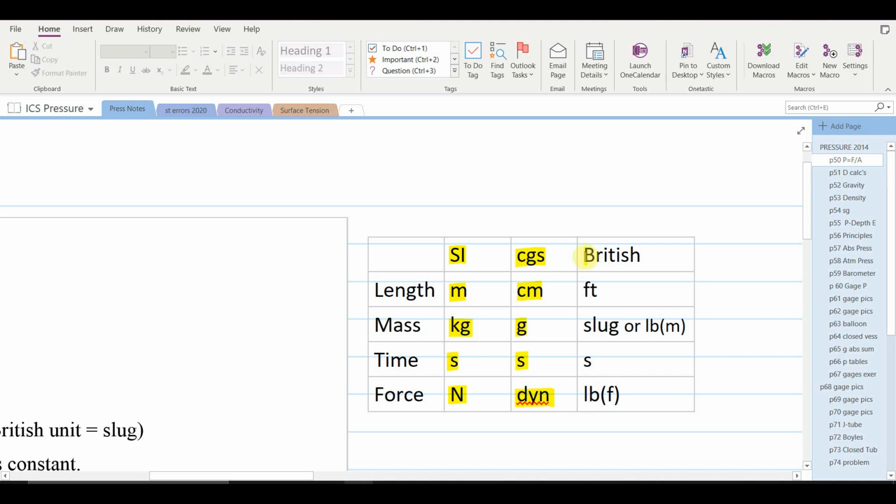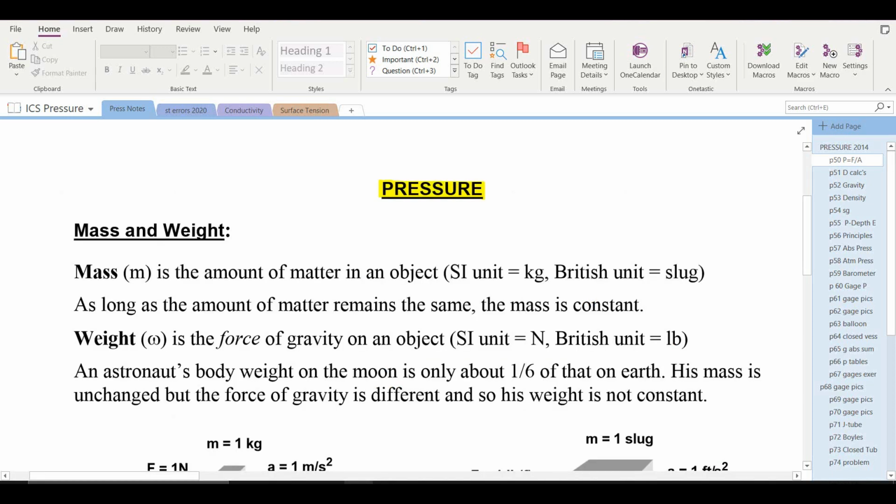In the British system, the unit of length is a foot. The unit of mass is either a slug or a pound mass. Time is a second, and the unit of force is pounds force. It's interesting that in the British system we have both pounds mass and pounds force. I'll be primarily using the unit of slugs for mass. You'll have studied all of these in physics, but let's spend a few minutes reviewing.